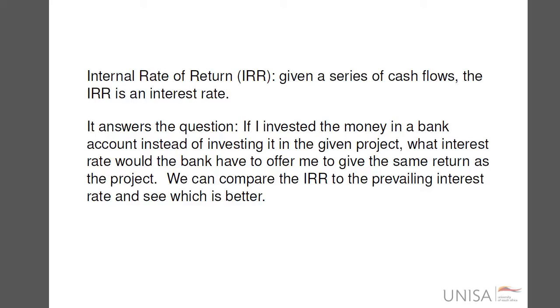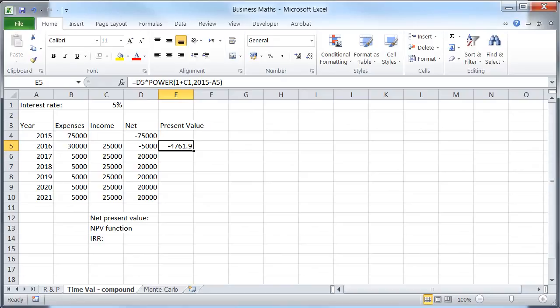So now let's look at an Excel example. I've made this example here. This is a project I just made up: expenses, income. So this is the net income. What I've written here is the present value. This is now in the year 2015: how much does each of these values come to in 2015 money? So there you see I've used that power formula.